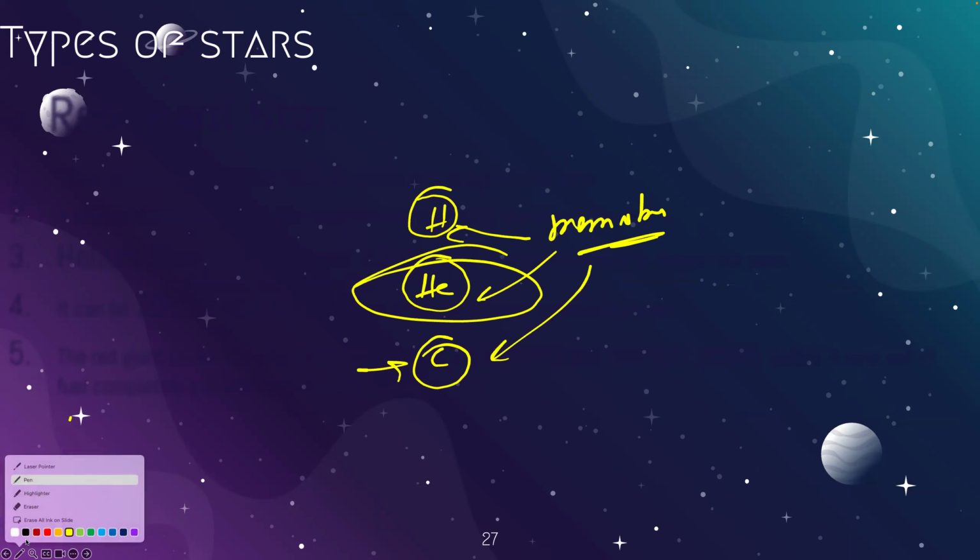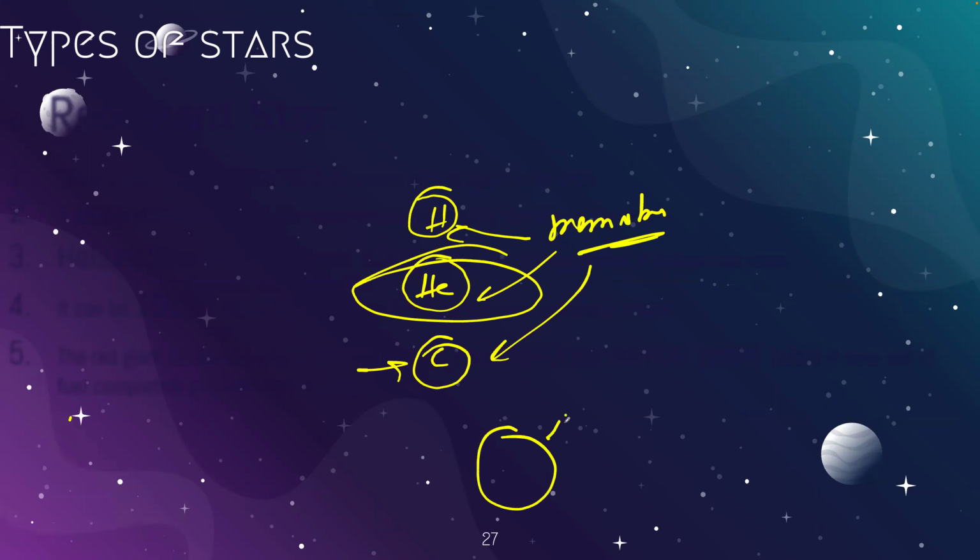So that means the age of a star depends on the mass of the star. That's what I was talking about, that the fate of the star is decided by the mass of the star.